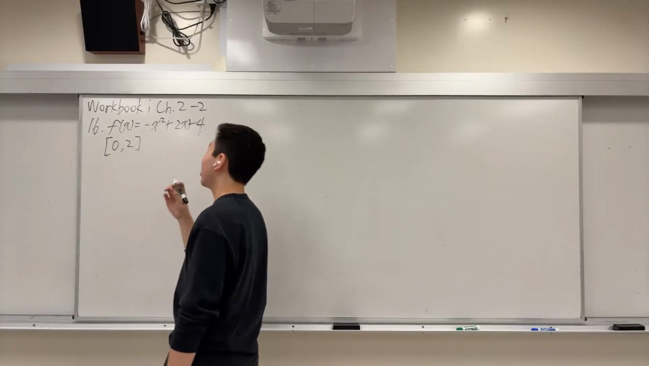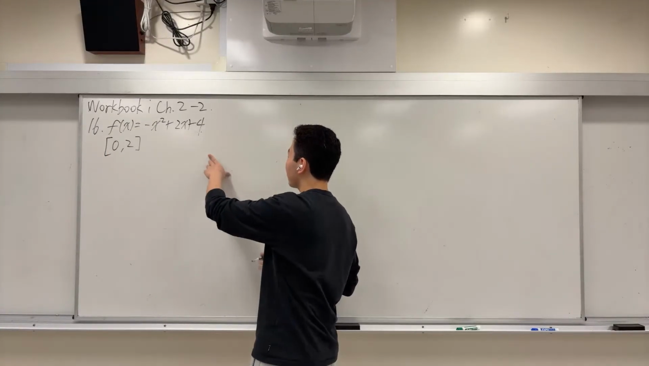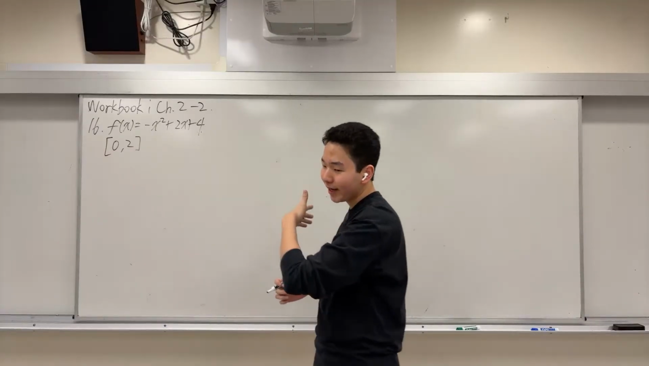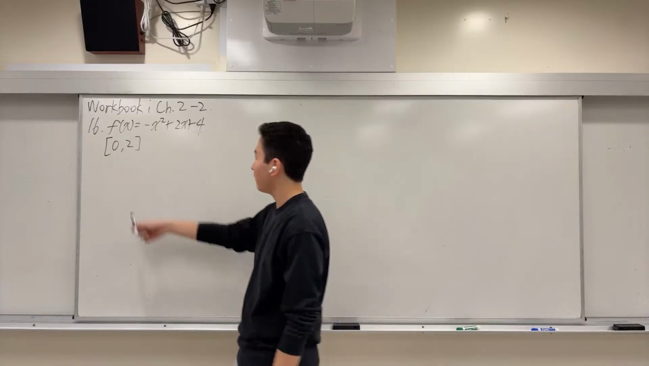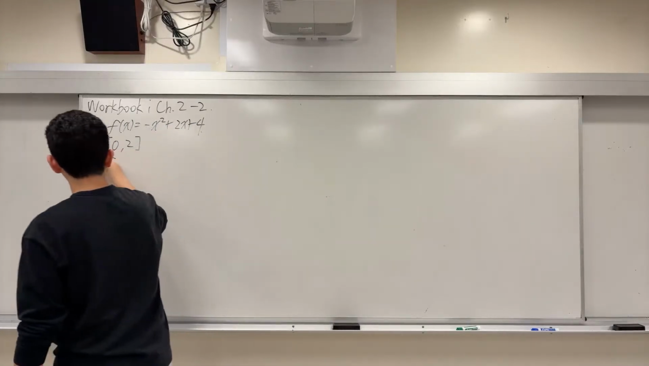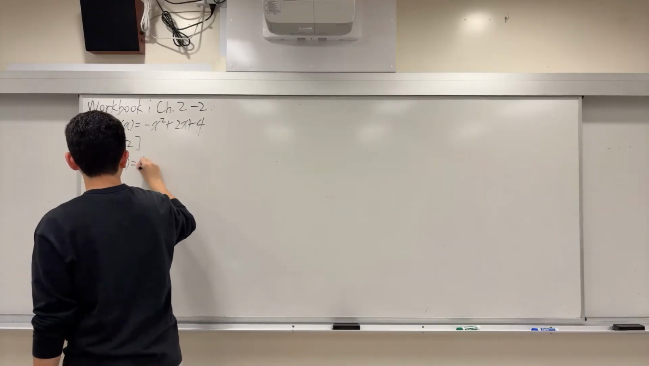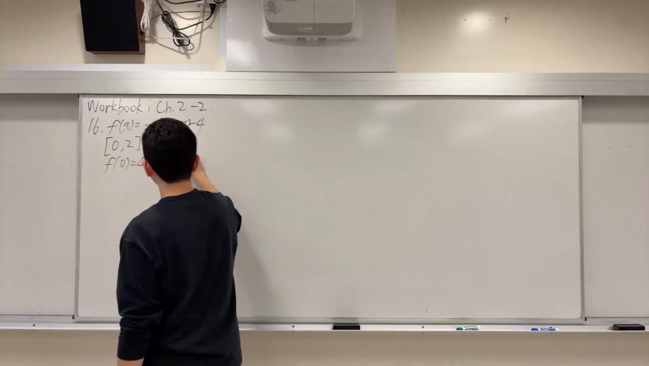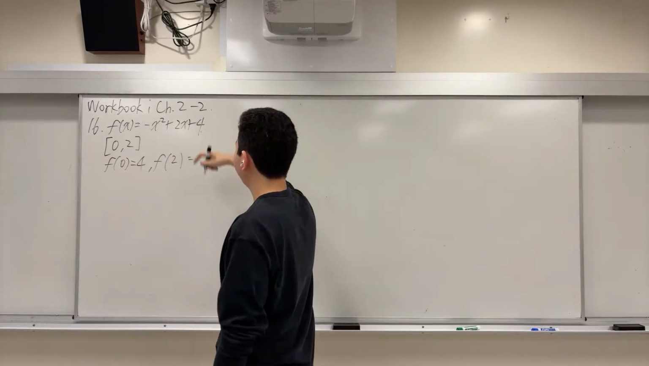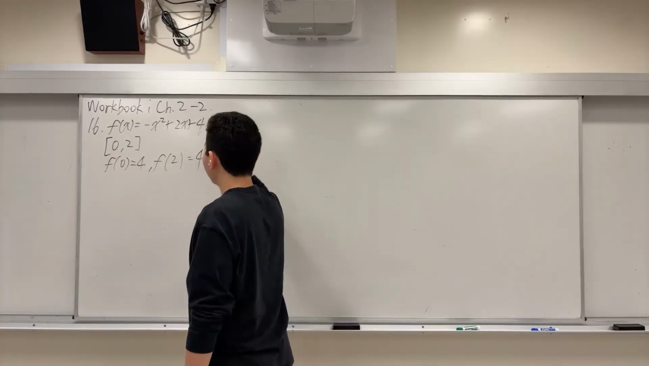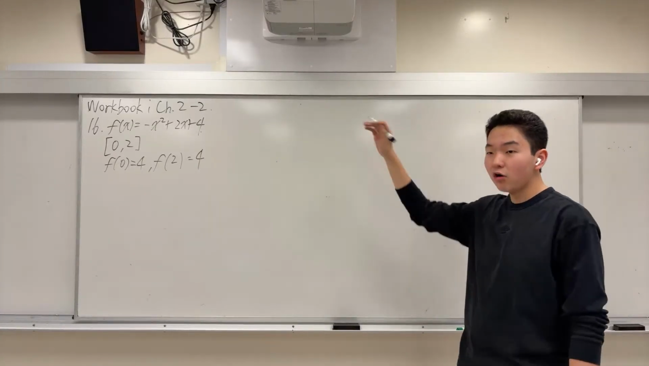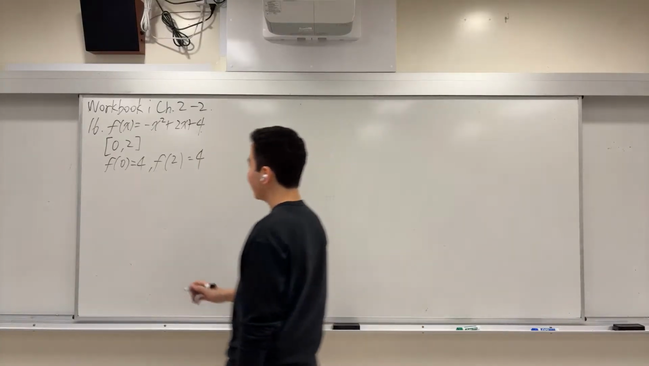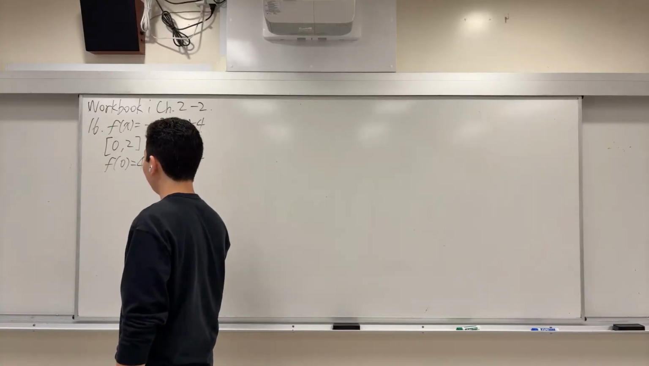But we need to check one more thing, right? Rolle's theorem only works if the left-hand and right-hand function values are the same. So that's what we need to check first. If we plug in x equals 0, we'll get 4. And if we plug in x equals 2, we'll get negative 4 plus 4 plus 4, which is 4. So now we can also check that f of a equals f of b, right? So we've got all our 3 conditions down, which means that there will exist a value of c.